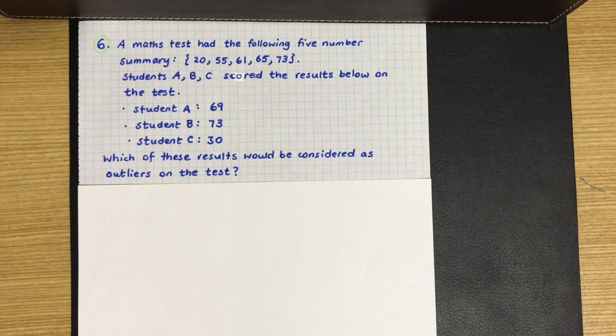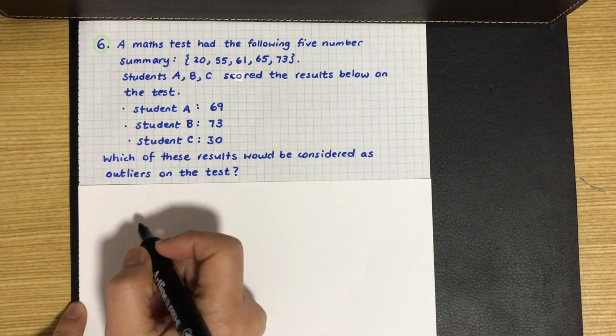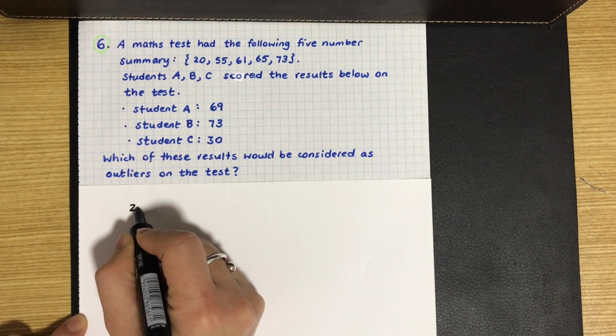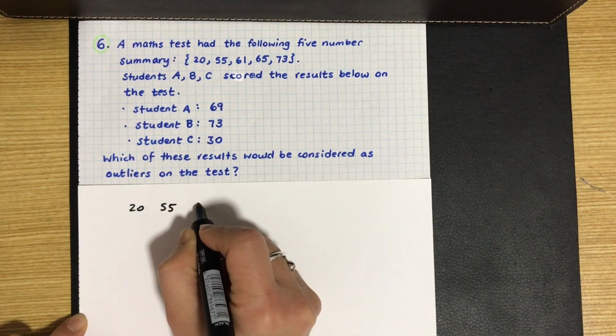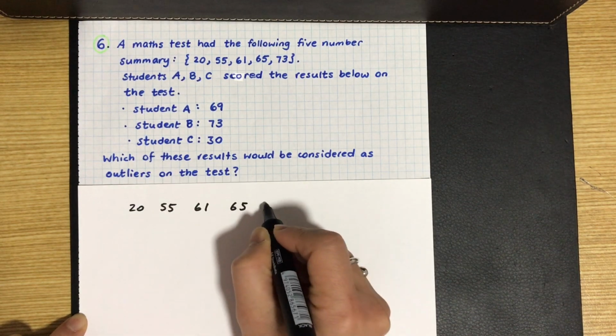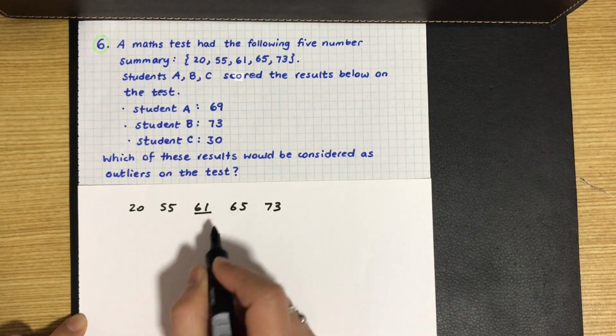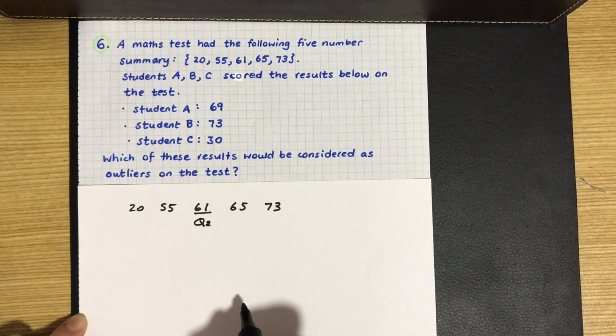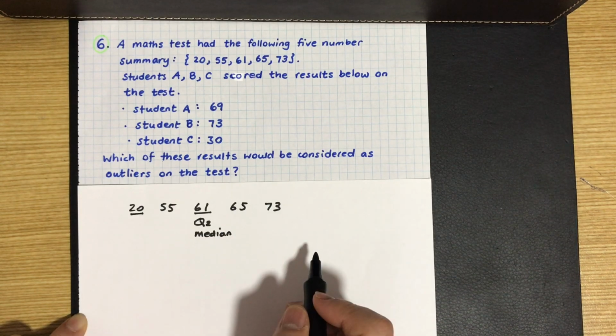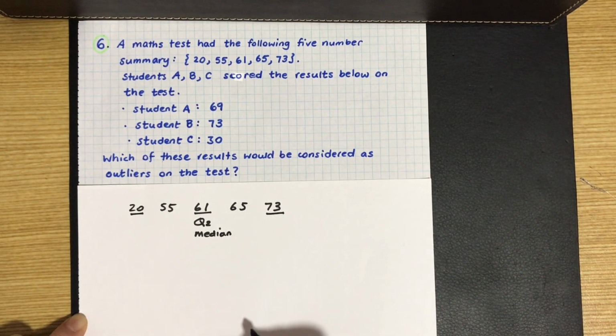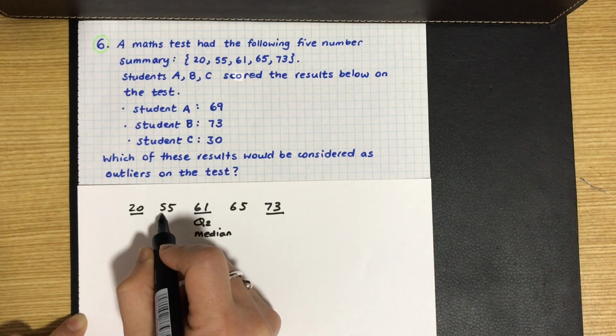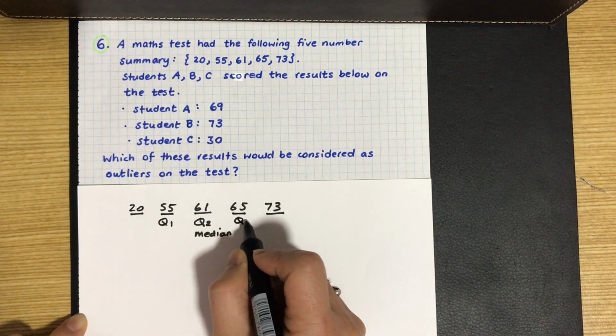Students A, B, C score the results below on the test. Student A got 69, student B got 73, student C got 30. Which of these results would be considered as outliers on the test? 5 number summary given. So let's have a look. 20, 55, 61, 65, 73. The middle one is quartile 2, which is our median, and then our extreme lowest number, and that's extreme largest number there. And of course in the middle is quartile 1, that's quartile 3.